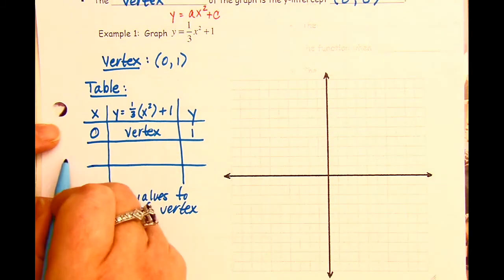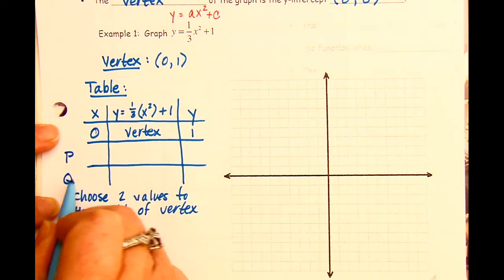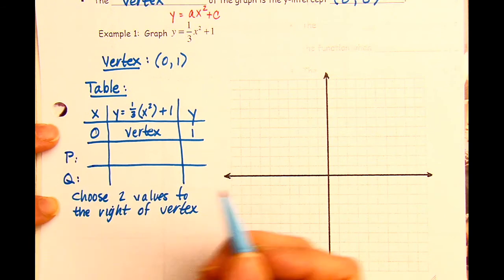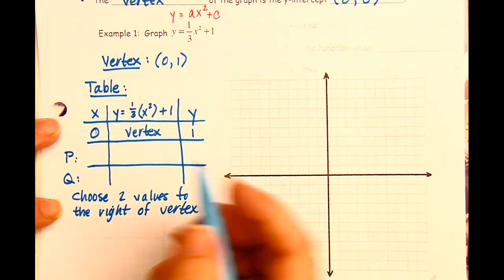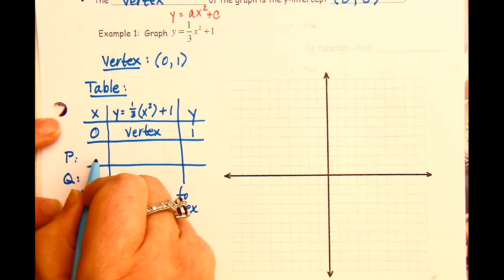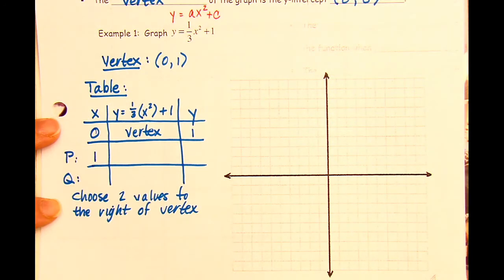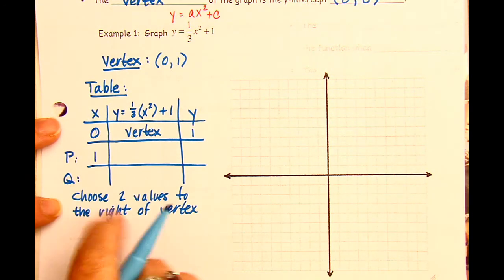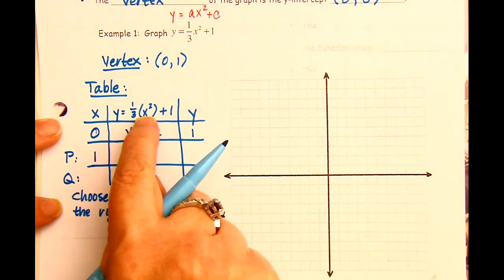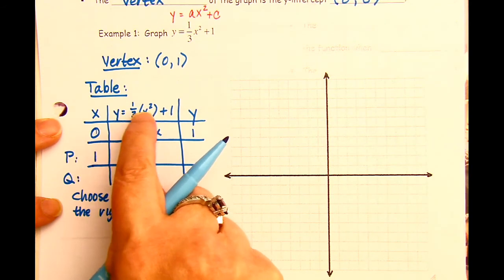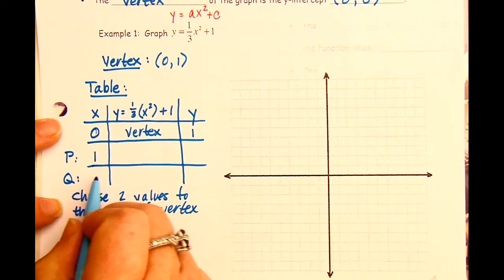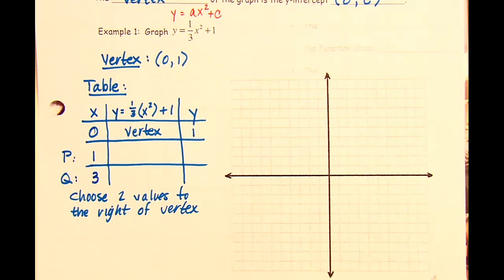So point P and point Q, I'm going to choose, I don't know, I guess I'm just going to pick a 1. Now, I'm not going to pick a 2 because notice, I have to square the 2 and then multiply it by a 1/3. I'm going to choose a 3 instead. Plus, I want my points spread out more. Sometimes the parabolas are pretty small.